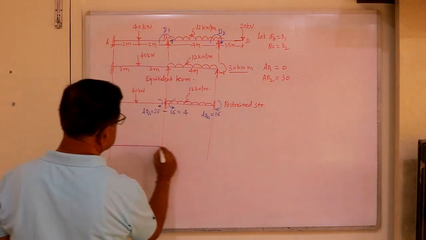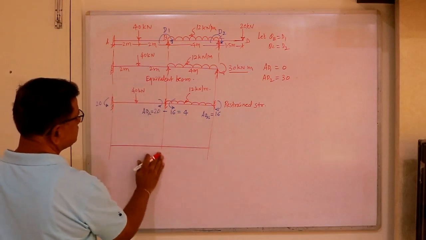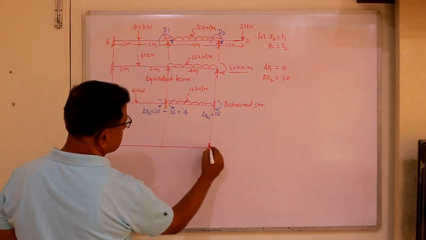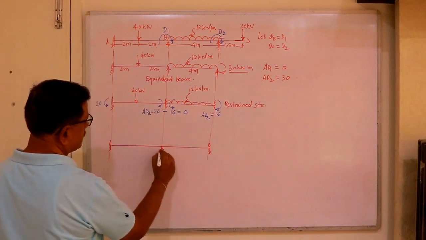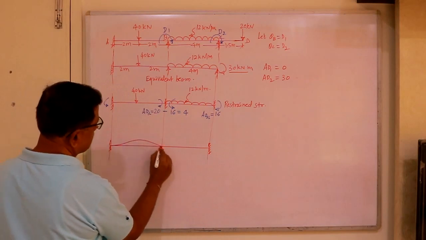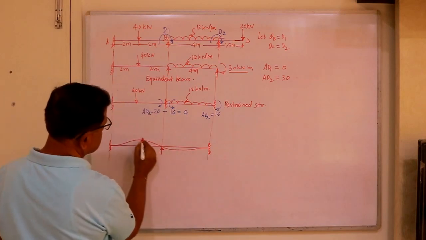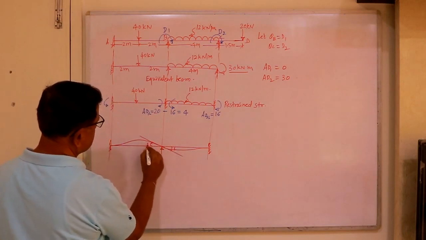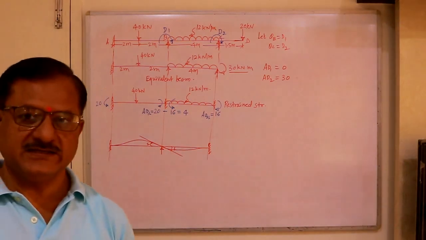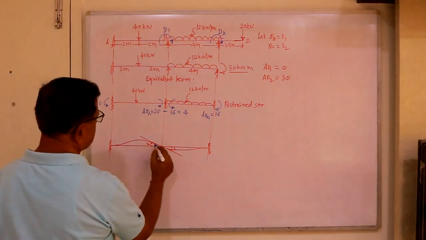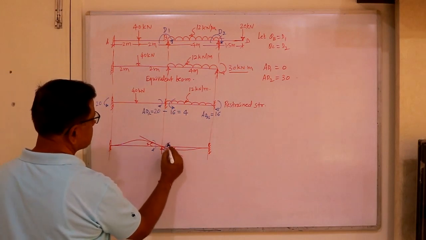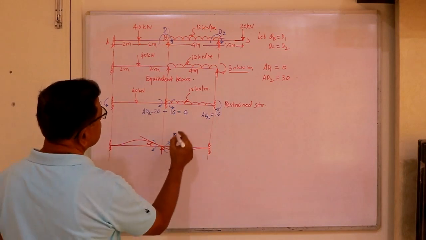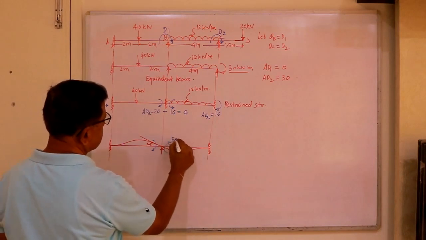Now in the next step, keep it fixed and give a unit rotation, say this is clockwise 1. Clockwise rotation unit is to be applied at joint B. Therefore here you get clockwise moment, this is 4 EI by L. L is 4, 4 gets cancelled, so you will get EI.